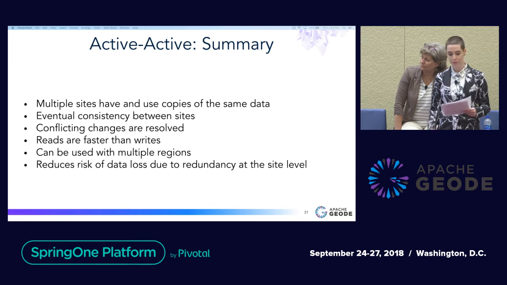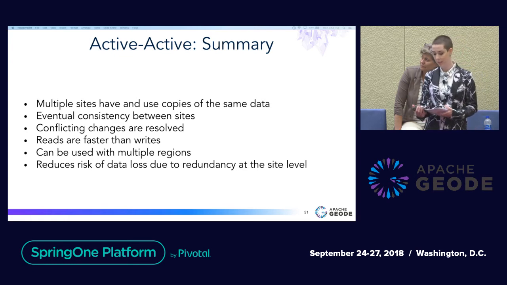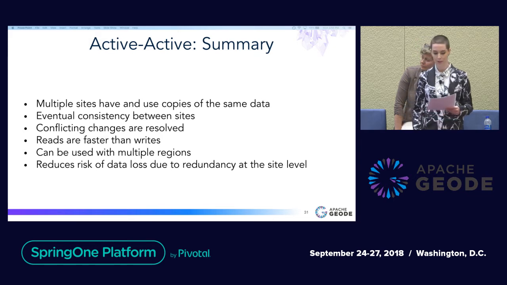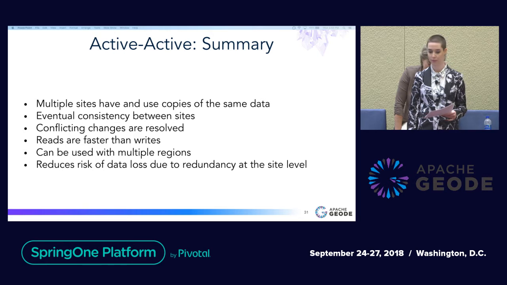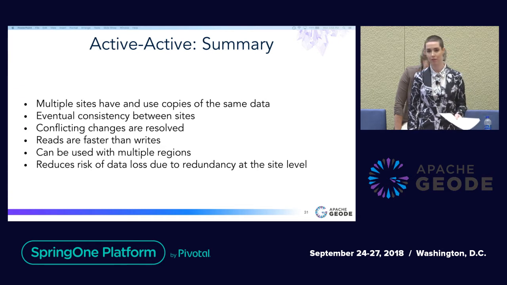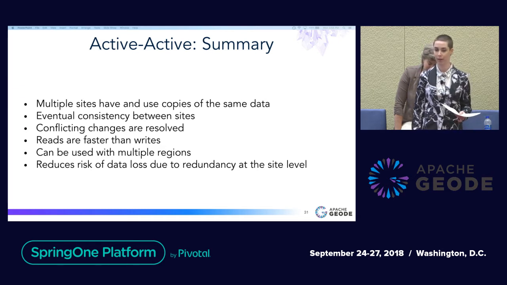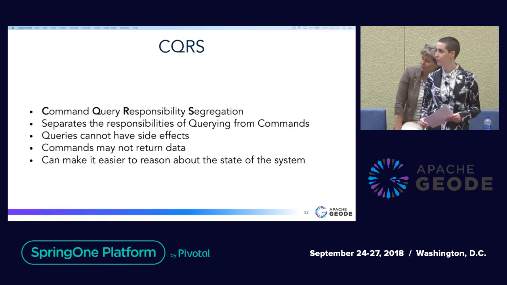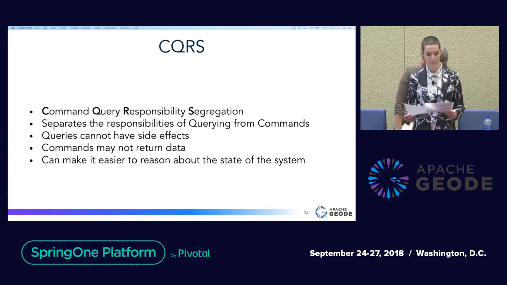Active-active allows for multiple sites to be serving clients the same data simultaneously. The data at each site will eventually be consistent once all of the operations have been sent to all sites and conflicts have been resolved by the gateway conflict resolver. With active-active, reads end up being faster than writes because writes must be sent to all sites and may have to sit in a queue before being sent over WAN, whereas reads can be performed just one time at the most conveniently located site. So now I'm going to move on to talk about another pattern.